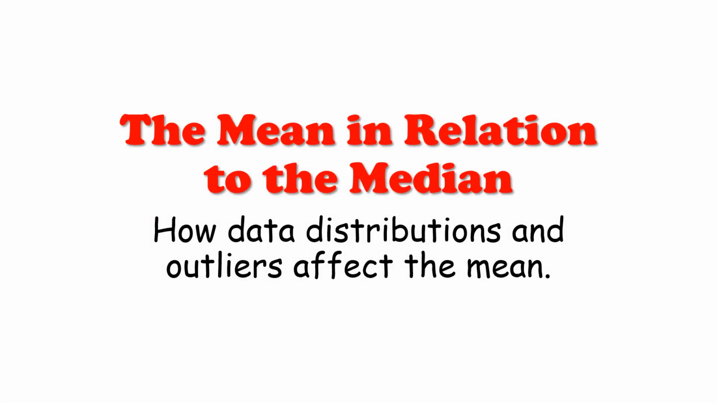In this video, we're going to be looking at the mean in relation to the median. More specifically, how the data distribution can affect the mean, along with how outliers can affect the mean. Remember, data distribution is how the data is distributed, whether it's left skewed, right skewed, or symmetrical, and then outliers are numbers that are far away from the rest of the data. And how do those things affect the mean? Let's take a look.